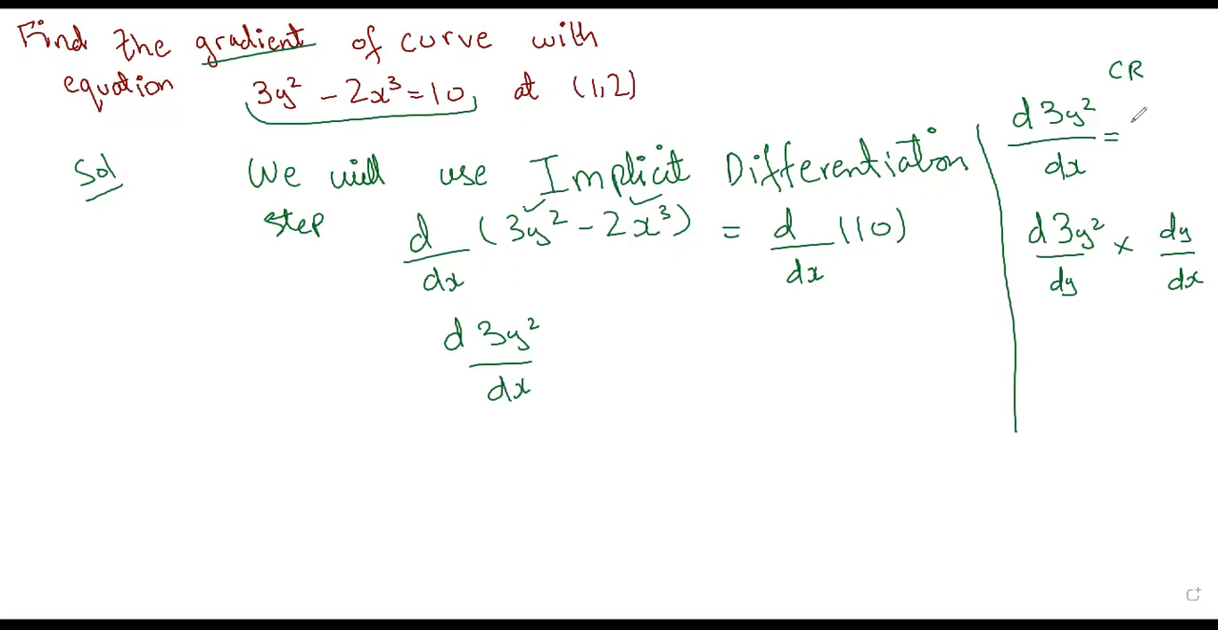So the derivative would be, now tell me the answer. What would be the derivative in this case? d by dx of 3y squared. 6y dy by dx. Very good. So this is what we are going to have over here.